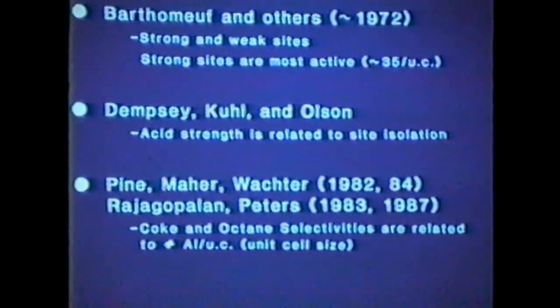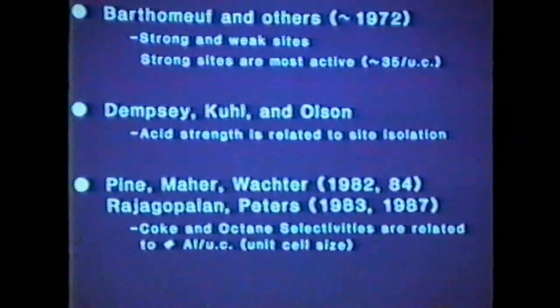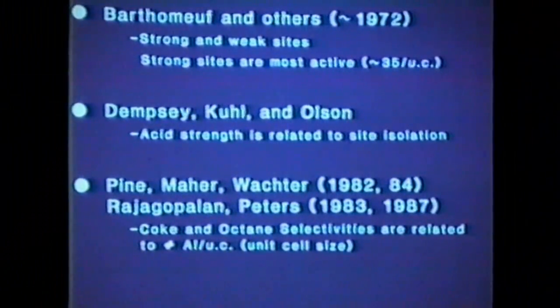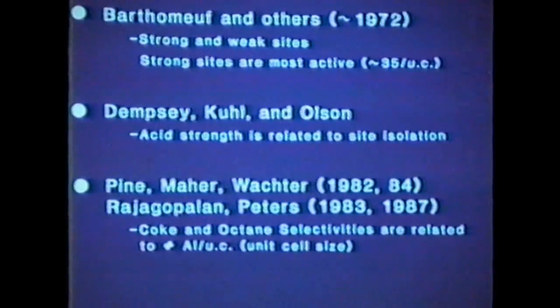Pine and others showed that basically octane selectivity is related to a high silica-aluminum ratio in the faujasite, which is related to relatively low numbers of aluminums per unit cell. And Fock selectivity has a similar relationship to unit cell, although it's not the same relationship.